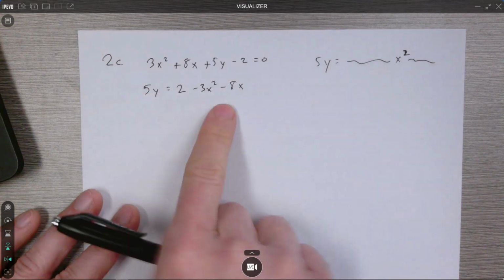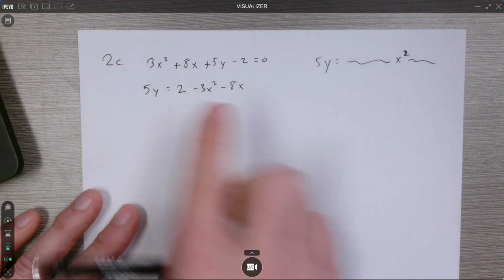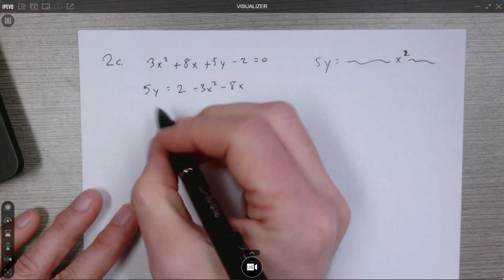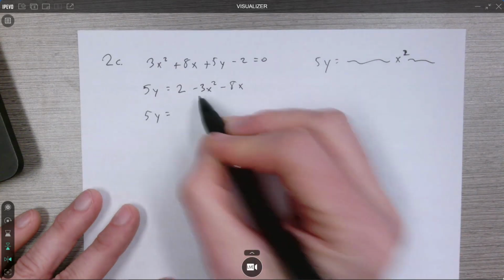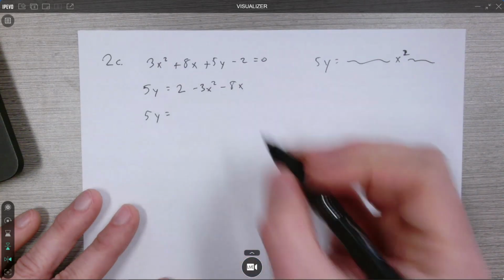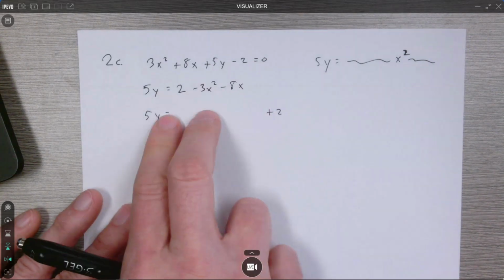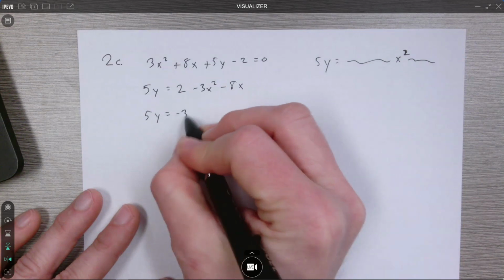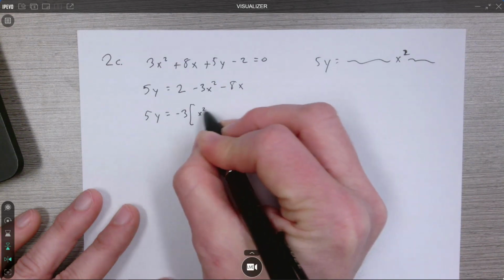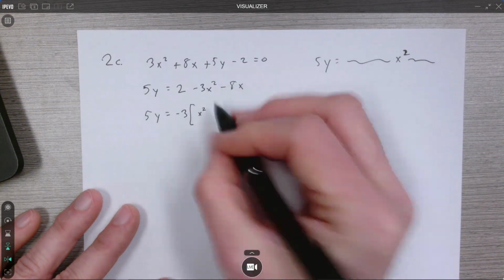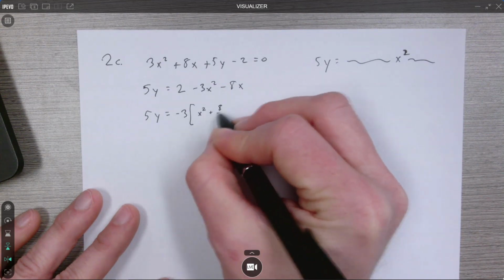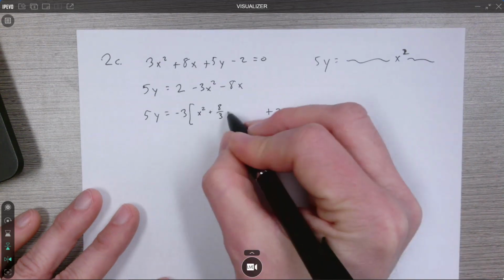I could just divide by 5 here, but that's not going to put it in a nice form. I think vertex form is going to be a nice form. So let's complete the square here. So I'll move the 2 to the outside. I'll think about these here, and I'll factor out the -3. So that gives me -3 times x squared, and then -8 divided by -3 is 8/3.